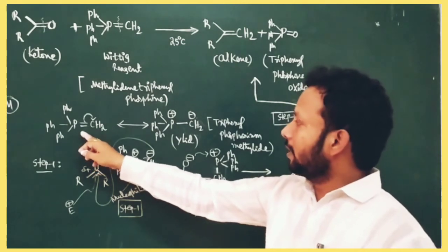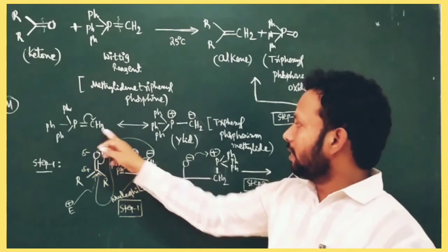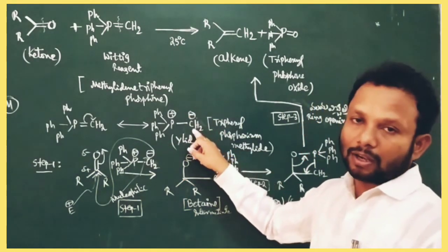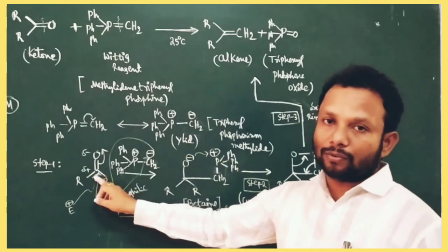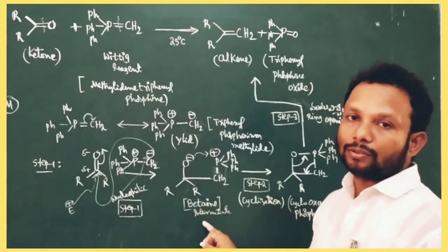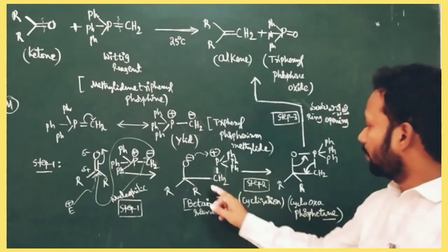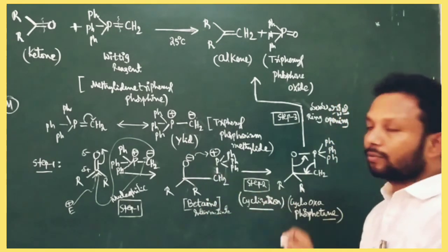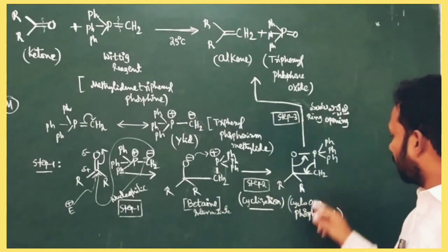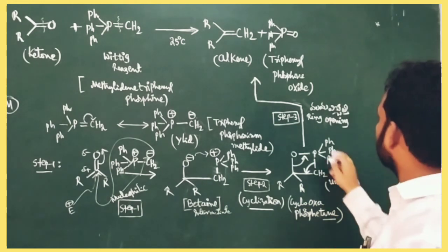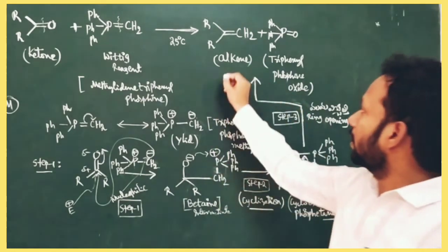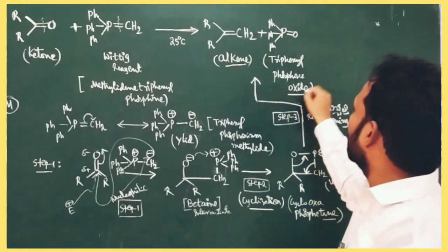Once again see the mechanism of this reaction. The phosphorane form of the Wittig reagent is involved in resonance to form the ylide form. This ylide form attacks the carbonyl carbon of ketone to form a betaine intermediate. This betaine intermediate is involved in step 2, that is called a cyclization process, to form an oxaphosphetane ring. This oxaphosphetane ring further undergoes a reverse 2+2 cycloaddition reaction to form alkenes and triphenylphosphine oxide. So this is the complete mechanism of the Wittig reaction.